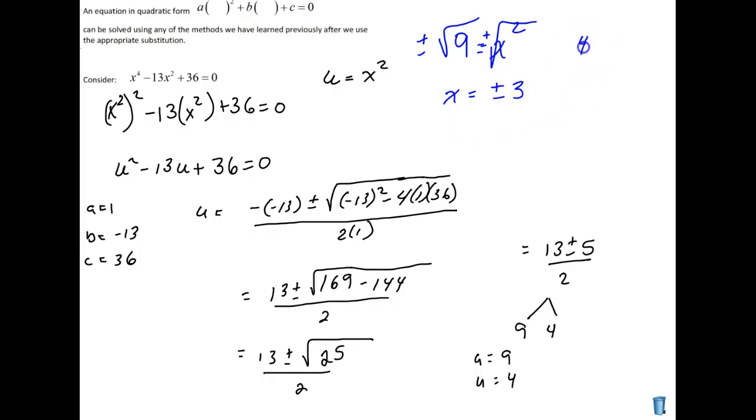Similarly, I'll say 4 is equal to x squared. So now I have to take the plus or minus square root of both sides. It just happens to be that these are both perfect square numbers that we came up with here. It won't always be the case. So I have x equals plus or minus 2.